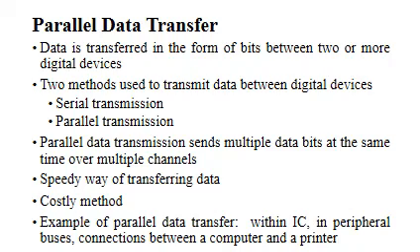Advantage of parallel transmission: it is the speedy way of transmitting data as multiple bits are transferred simultaneously with a single clock pulse. Disadvantage of parallel transmission: it is a costly method of data transmission as it requires more than one line to transmit the data bits at the same time.